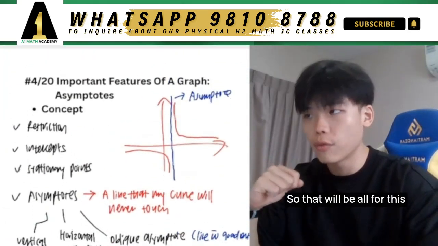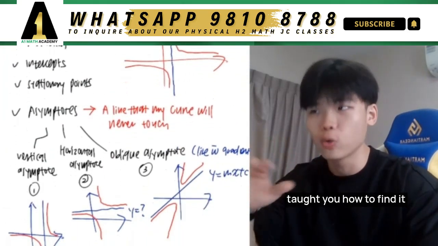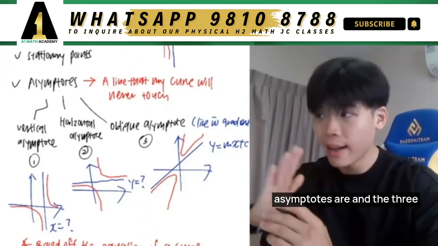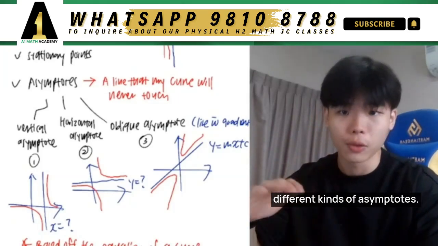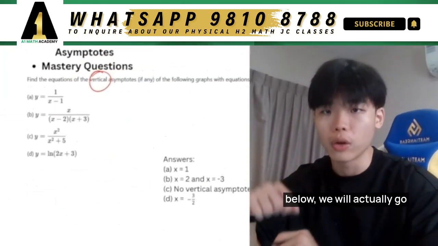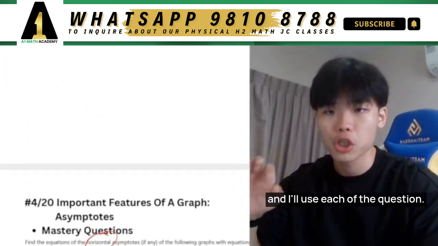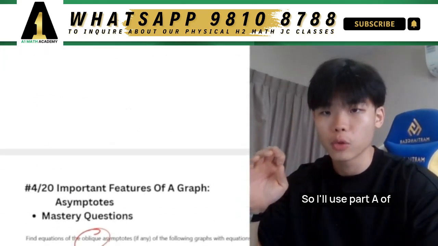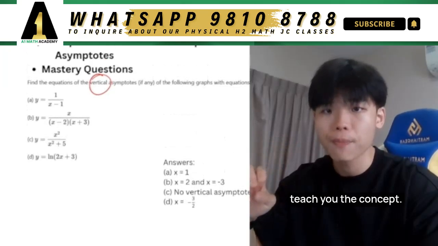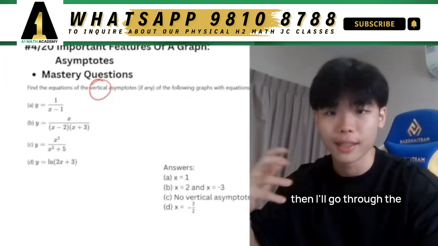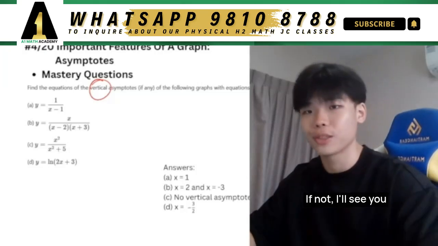Okay, so that will be all for this fundamental concept. Even though I have not taught you how to find it yet, at least now you know fundamentally what asymptotes are and the three different kinds of asymptotes. In the practice questions below, we will go through how to find them specifically. I'll use part A of each question to teach you the concept, and then B, C, D I will leave it up to you to solve, and then I'll go through the answers together with you. If not, I'll see you in the next video.